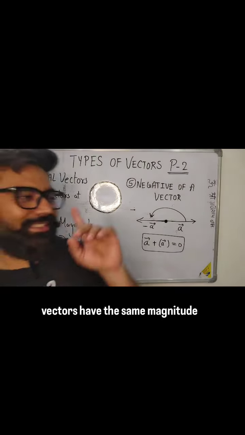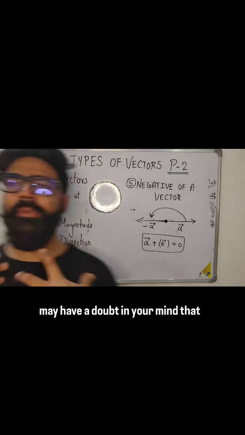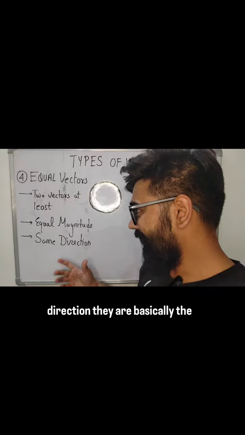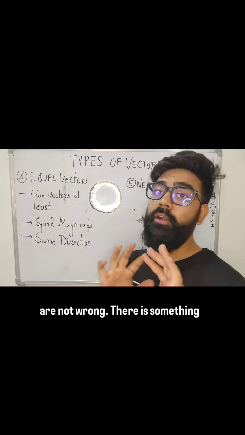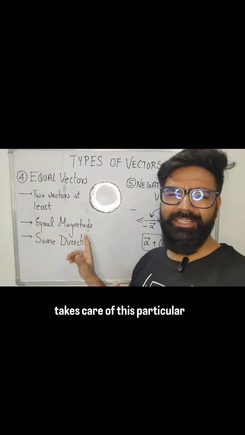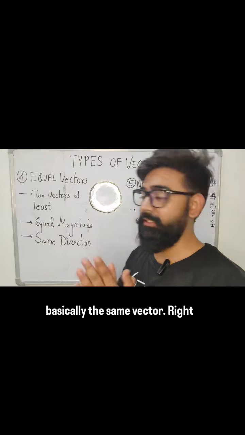When two vectors have the same magnitude and the same direction, they're called equal vectors. Now you may have a doubt in your mind that if two vectors have the same magnitude and the same direction, they're basically the same vector, and I would say you are not wrong. There is something called operations on vectors that takes care of this particular thing, that when two equal vectors are side by side, they are basically the same vector, right?